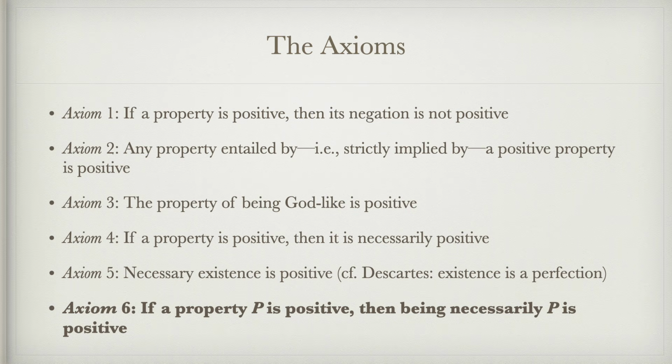The last axiom is one that it's easy to confuse with axiom 4. It also is about properties being positive and about necessity, but it goes slightly differently. It says that if something is a positive property, then the necessity of that property is also a positive property. So, for example, if being powerful is a positive property, then so is being necessarily powerful. If existing is a positive property, then so is necessarily existing. So, in short, if a property P is a positive property, then necessarily P is also a positive property.